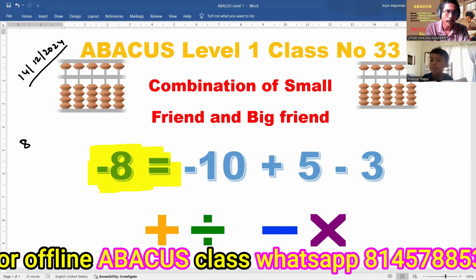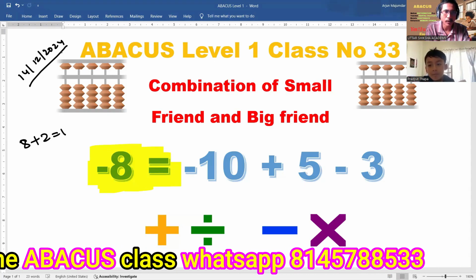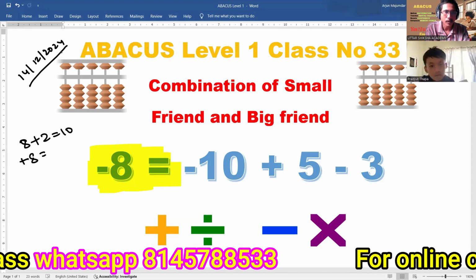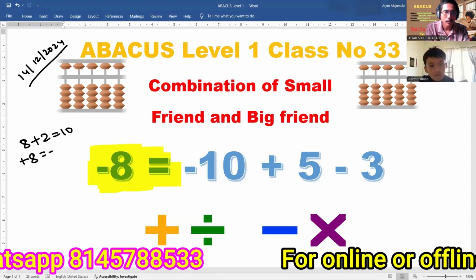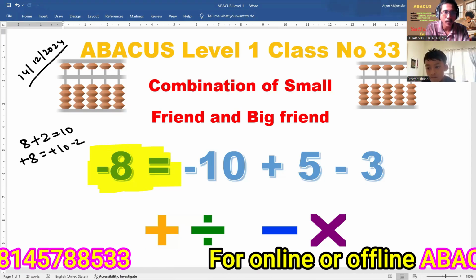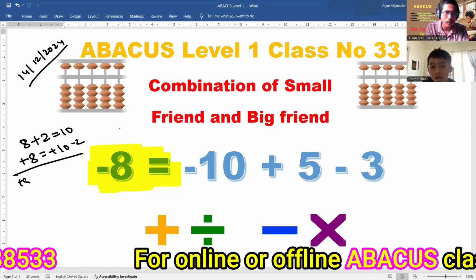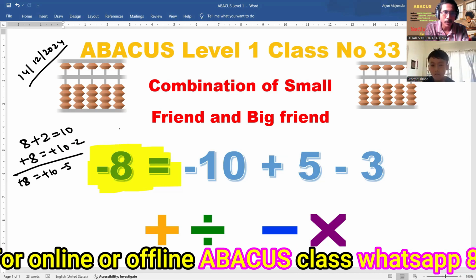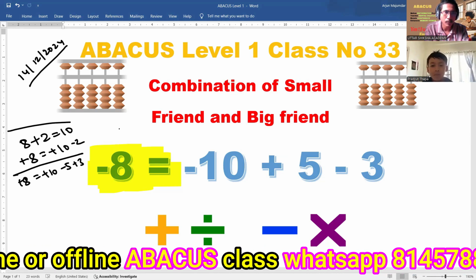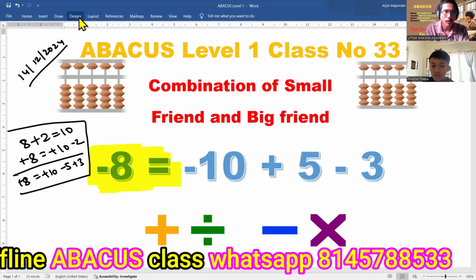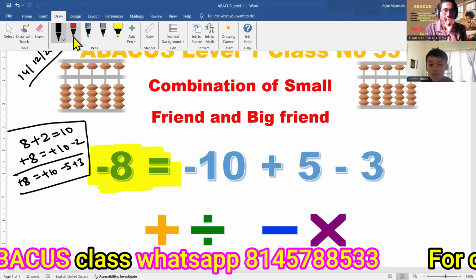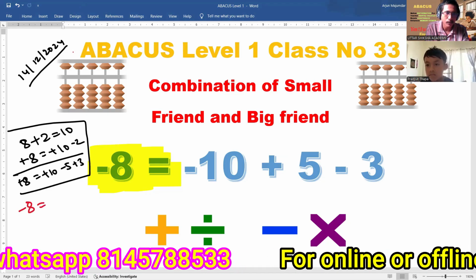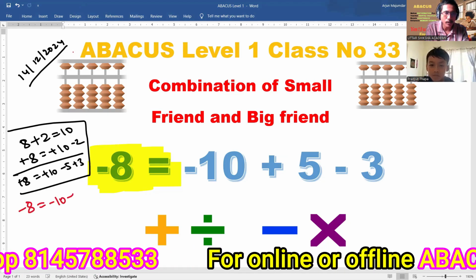We know 8 plus 2 is equal to 10, and we have done plus 8 is equal to plus 10 minus 2. This we have done. Also we have done this one: plus 8 is equal to plus 10 minus 5 plus 3. Now we will do the opposite thing. Okay. See, you have also done minus 8 is equal to minus 10 plus 2.